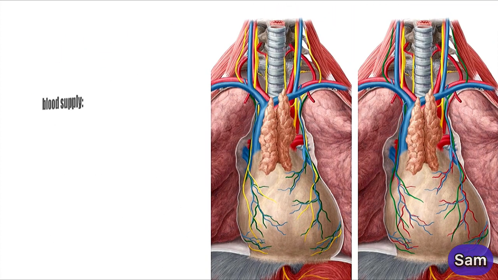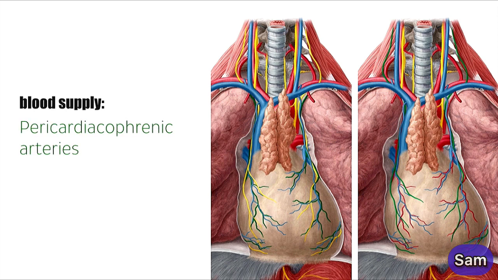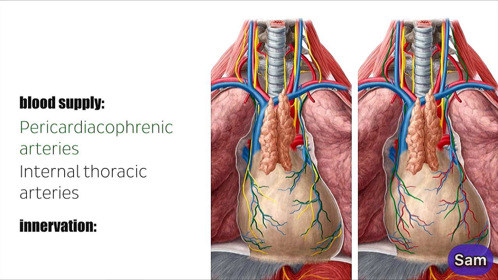The blood supply of the pericardium comes from the pericardiacophrenic arteries and the internal thoracic arteries. The internal thoracic veins are responsible for the venous drainage of the area. The innervation of the pericardium is governed by several different branches, including the phrenic nerves, which give sensory fibers that control pain sensation, and the sympathetic trunks, which carry vasomotor fibers.